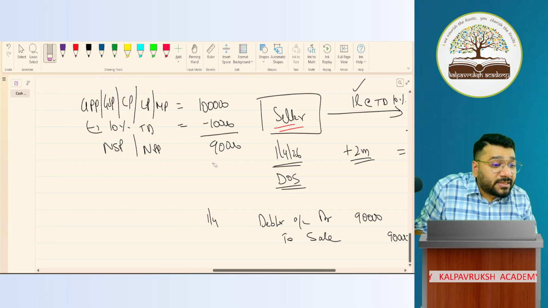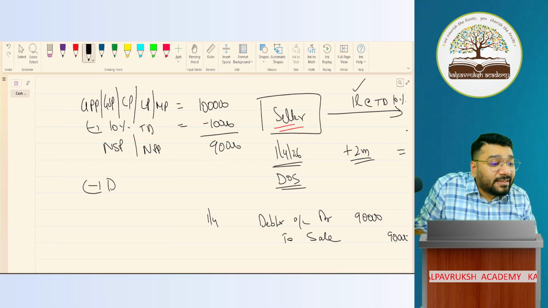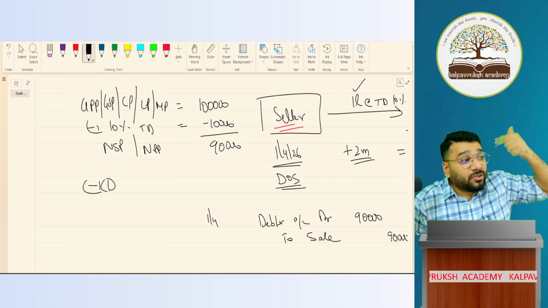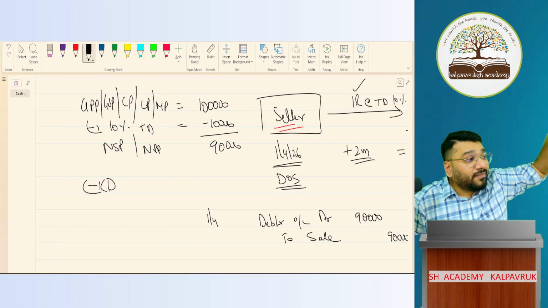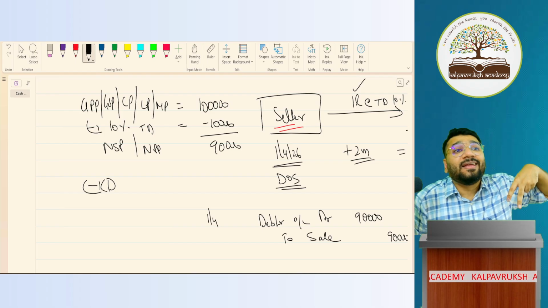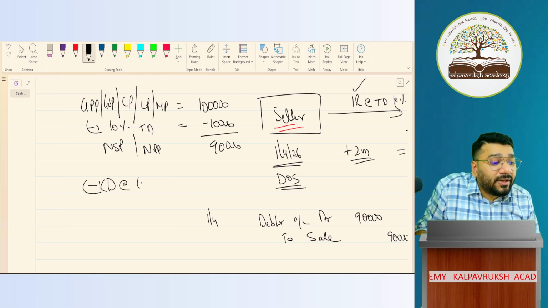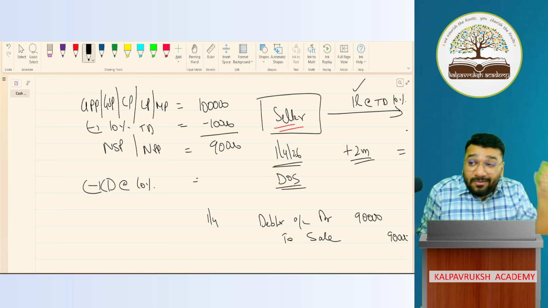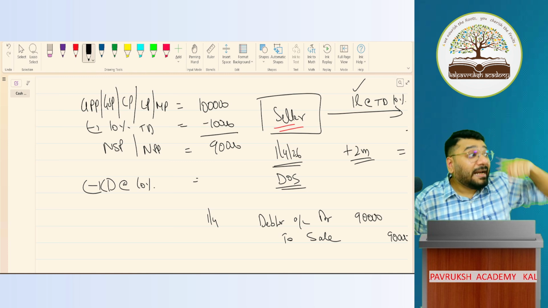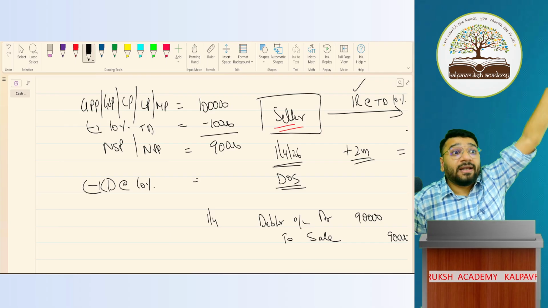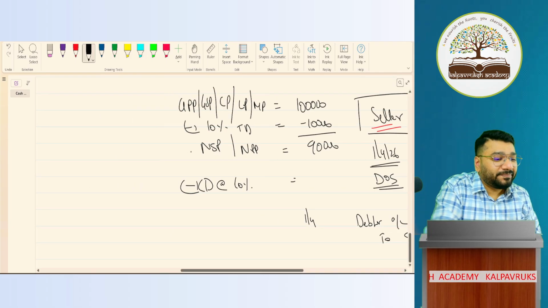From the net selling price, I will always subtract the cash discount. But first, what discount should be subtracted? Always the trade discount, followed by the cash discount. Cash discount at the rate of 10%. 10% of what? 90,000 or 1 lakh? Now understand.